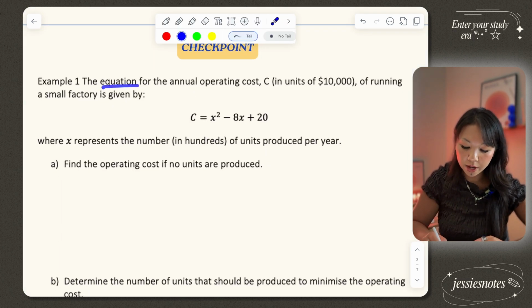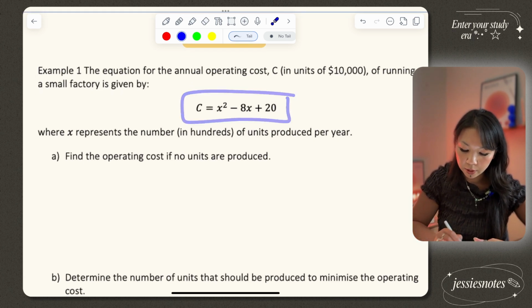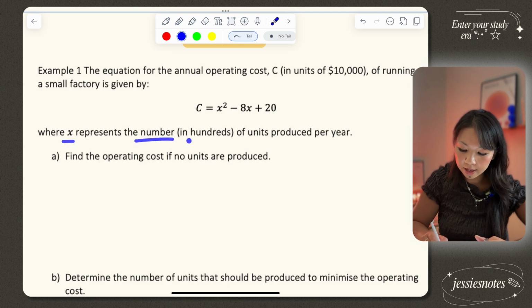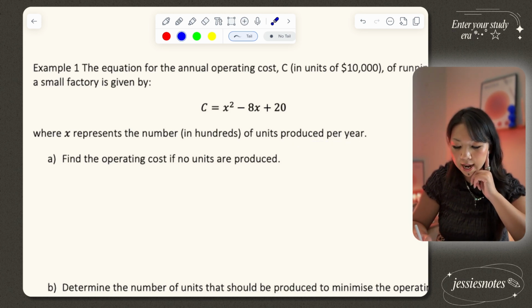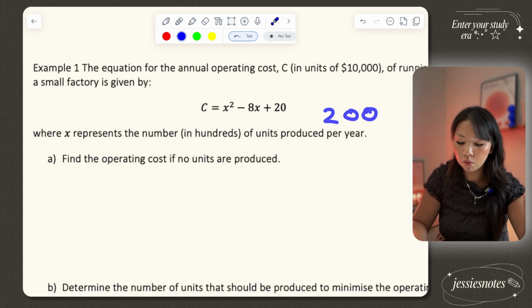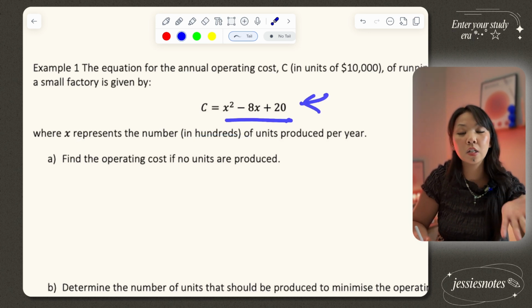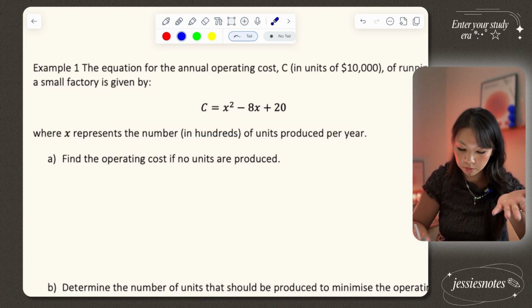Example 1, the equation for the annual operating cost C in units of $10,000 of running a small factory is given by the following. So here's our equation where x represents the number in hundreds of units produced each year. So if I wanted to figure out the cost of creating 200 items or units, x is already in hundreds, so I just need to substitute x equals 2 into here, and that's going to spit out the cost of producing those items.